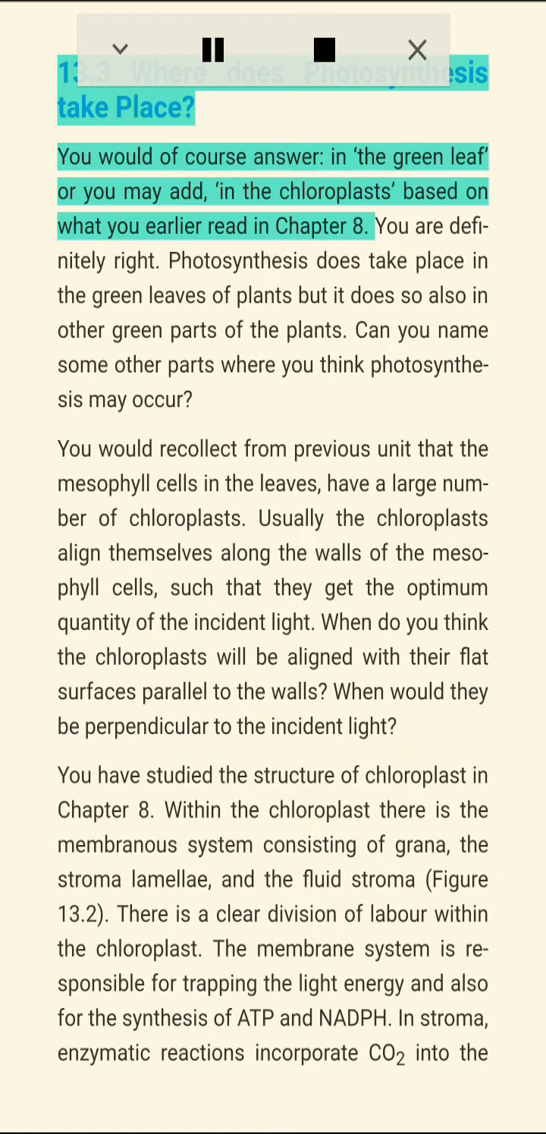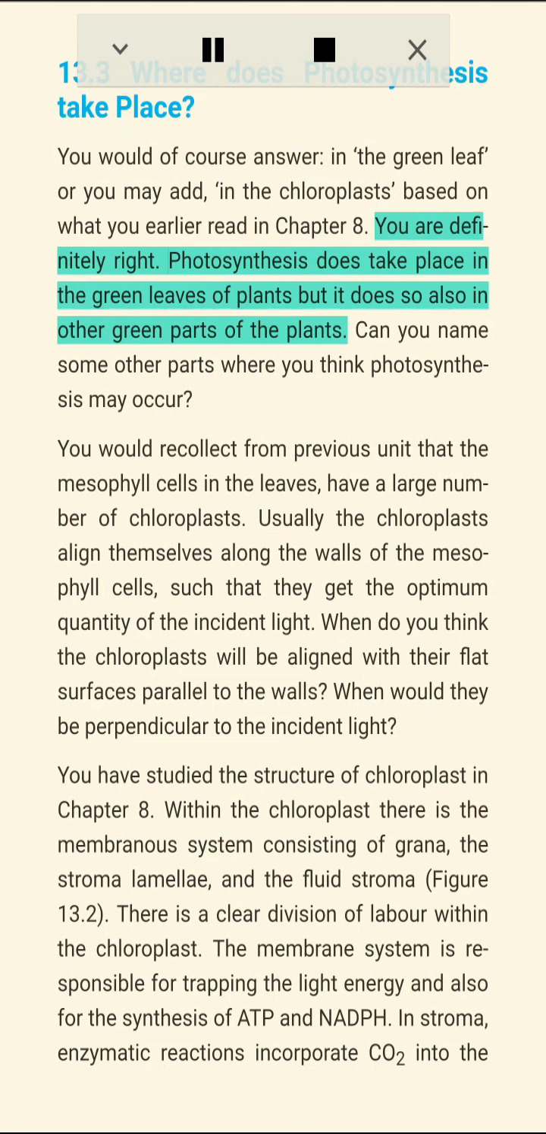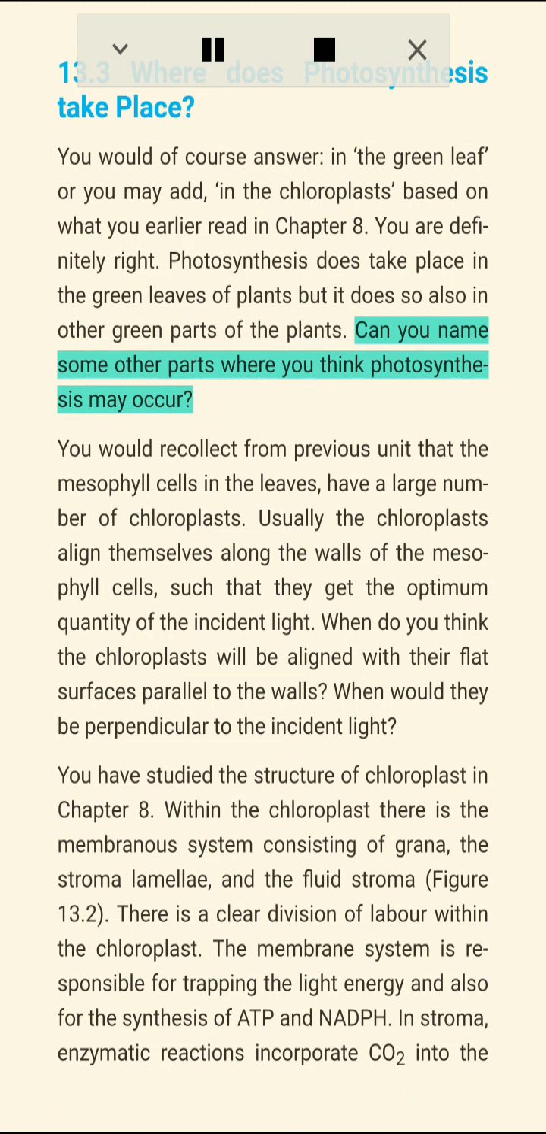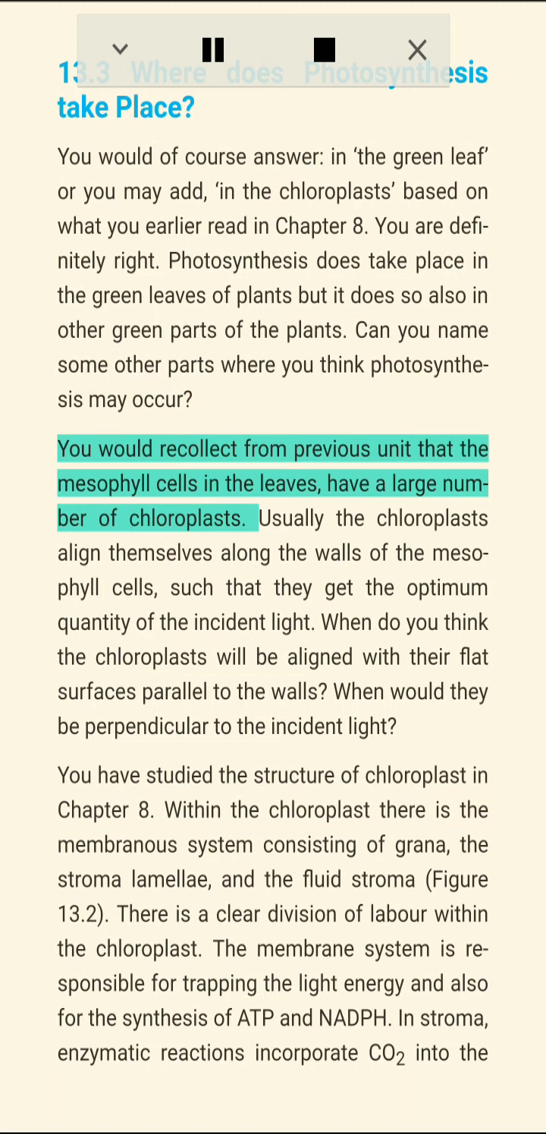13.3 Where does photosynthesis take place? You would of course answer, in the green leaf, or you may add, in the chloroplasts, based on what you earlier read in Chapter 8. You are definitely right. Photosynthesis does take place in the green leaves of plants, but it does so also in other green parts of the plants. Can you name some other parts where you think photosynthesis may occur?